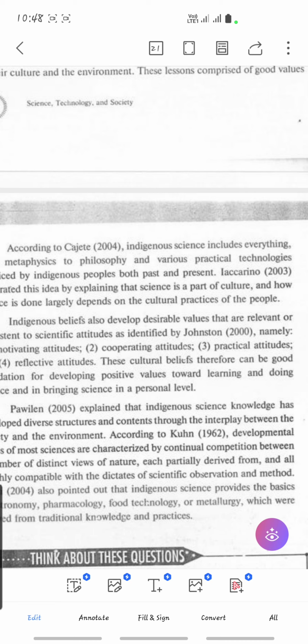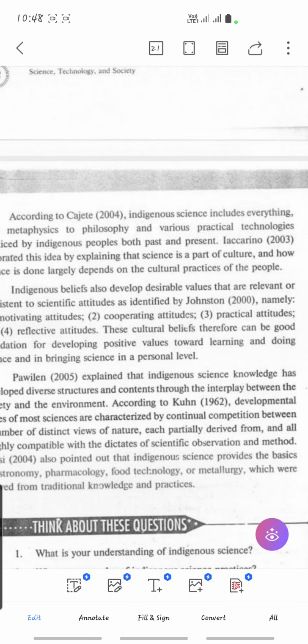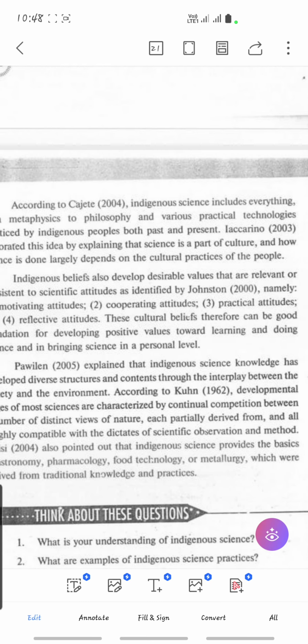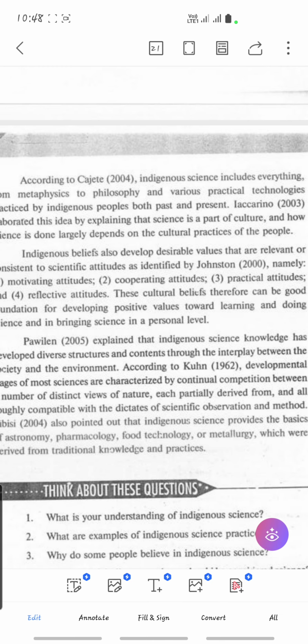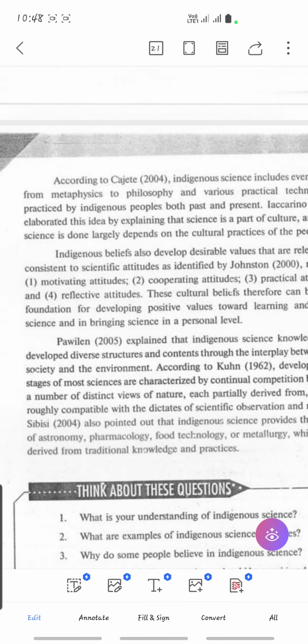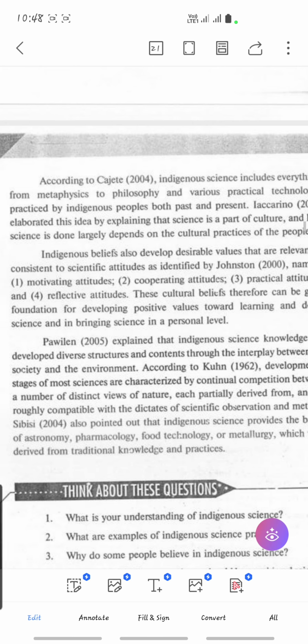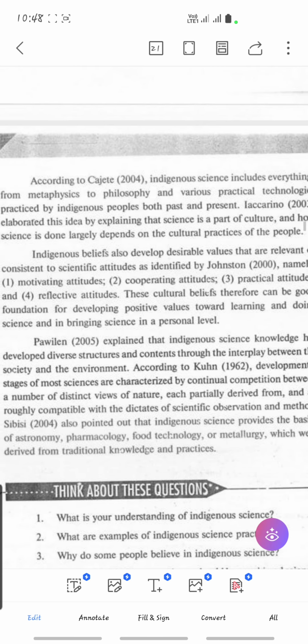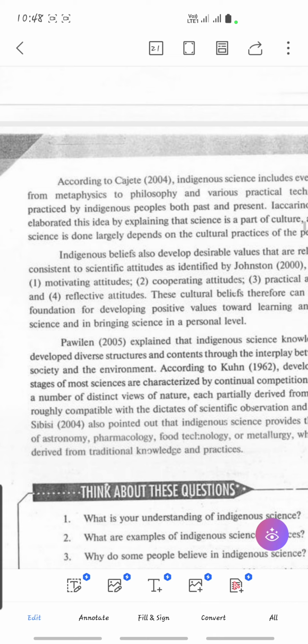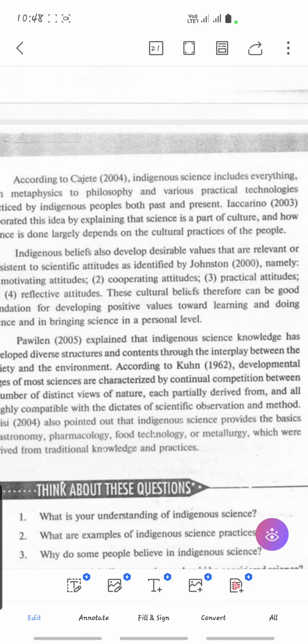Okay? So not only that, it basically includes everything. That's why we usually try to identify science as everything. And in that era also, indigenous science is everything for our ancestors, and that is called traditional science. Why is it everything? Because it includes metaphysics, philosophy, and practical technology. It is also practiced by indigenous people, both past and present. And they also elaborated the idea by explaining that science is a part of culture, correct? And how science is done largely depends on the cultural practice of the people.